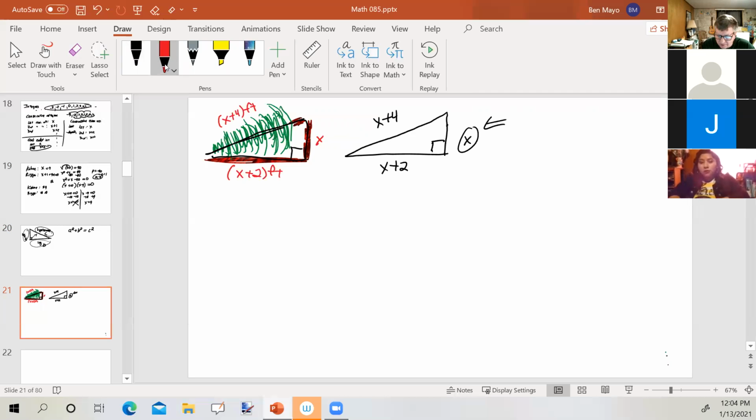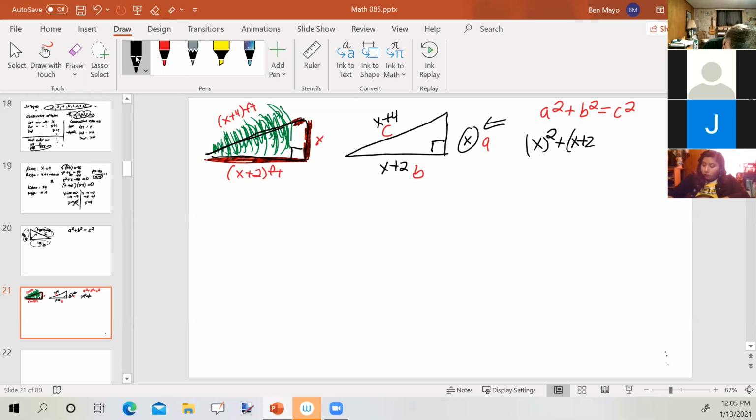Which of the sides is longest? X, X plus 2, or X plus 4? X plus 4. Right, so that's the hypotenuse. That's going to be C. The other two sides we're going to call A and B. Okay, and again, it doesn't matter which side is A and which side is B. So using the Pythagorean theorem, A squared plus B squared equals C squared, we get X, the quantity squared, plus X plus 2, the quantity squared, equals X plus 4, the quantity squared. Any questions before we continue?